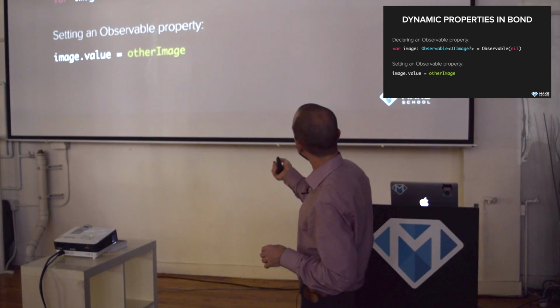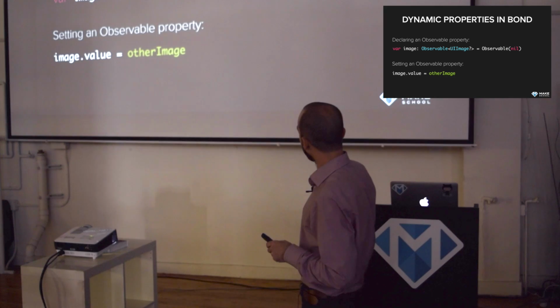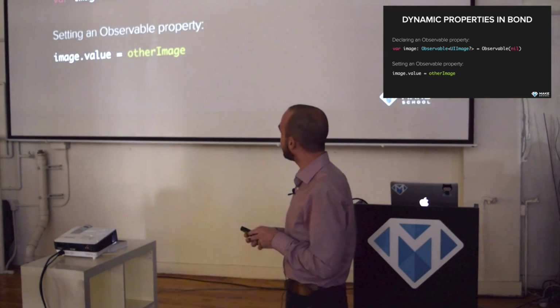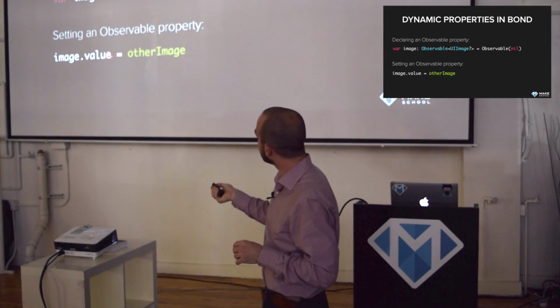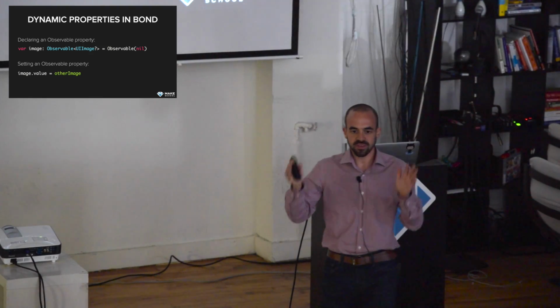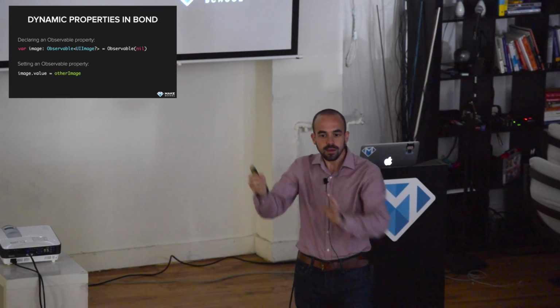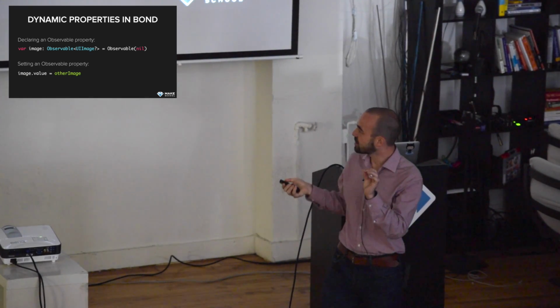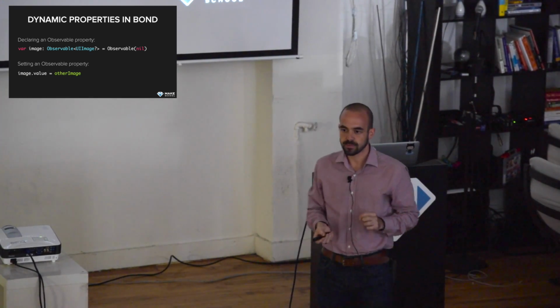Then you can create an observable, and that observable is going to behave exactly like an image, except that when you want to change or access the image, you have to access the .value property. So that observable is a wrapper around whatever is stored inside, and if you want to access what is stored inside, you can do that through .value.